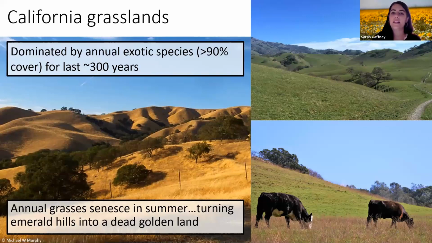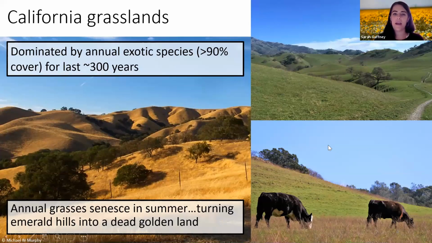And when I say dominated, roughly over 90% of cover. If you look at a patch of grass in front of you, 90% of that area will be an exotic species, and only 10% of that will be a native species. And as we all know, with our golden hills, these annual grasses senesce and die in the summer. They were bright green, and now we have a dead golden land.